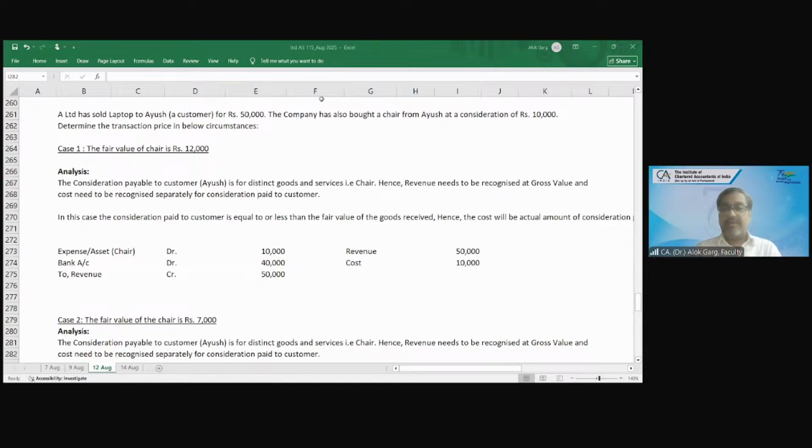Anushi, is that example clear to you? Is it clear now? So 12,000 was the fair value. So Anushi, think from the customer's perspective. This A Limited entity is into the business of computers and laptops. They are selling computers and laptops. Ayush is in the business of furniture. Ayush is selling furniture, right? So the fair value of the chair is 12,000 rupees. So Ayush has sold this chair to A Limited at 10,000 rupees.